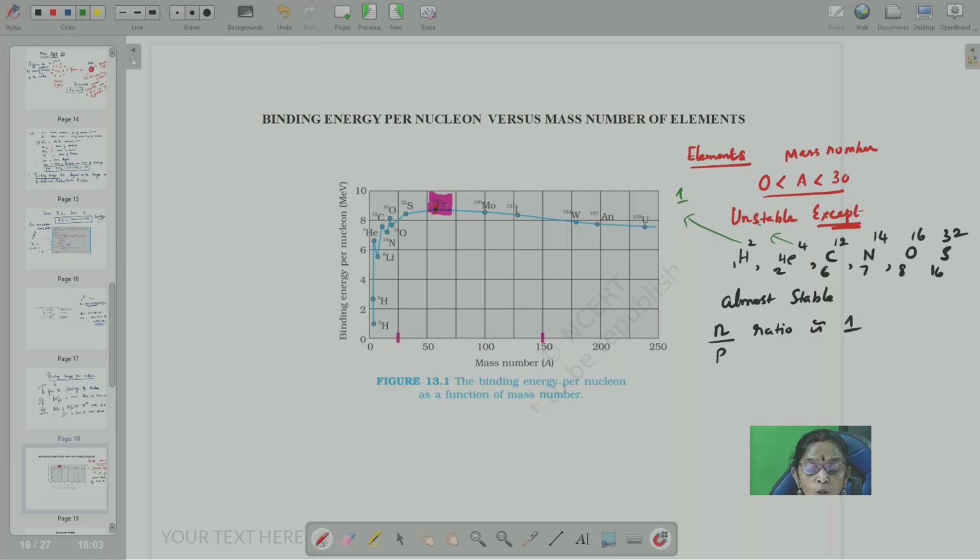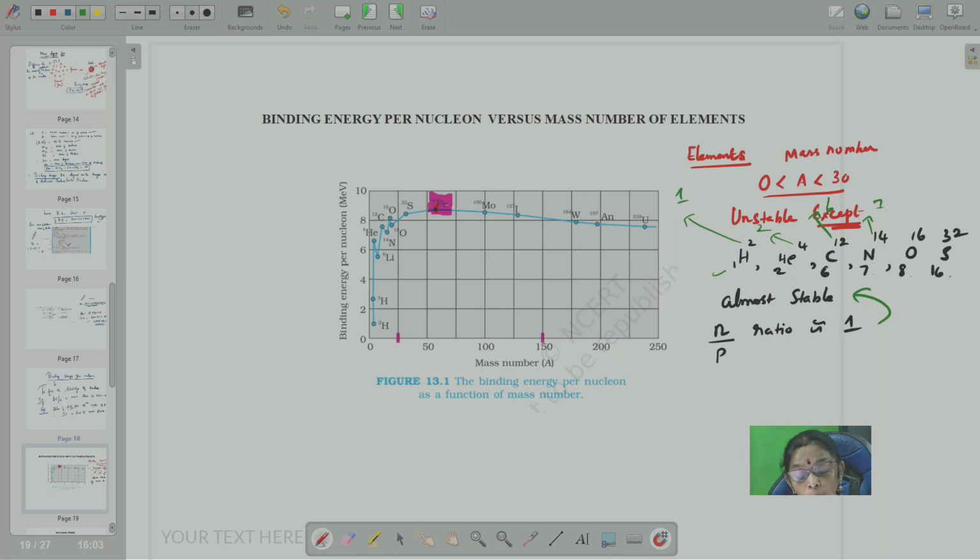Here the number of neutrons is 2, so 2 is to 2. Here the number of neutrons is 6, so 6 is to 6, 1. Here the number of neutrons is 7. Therefore the neutron to proton ratio is almost 1. If the N by P ratio is almost equal to 1, then it is stable. You understand, children? See how to find out certain elements are stable. For example, I have taken hydrogen, helium, carbon, nitrogen, oxygen, sulfur. Please listen carefully, you will get an idea.